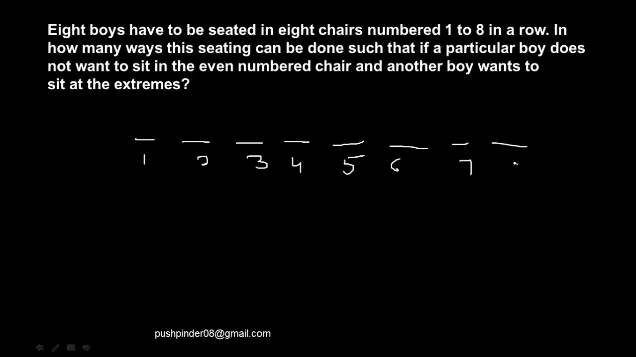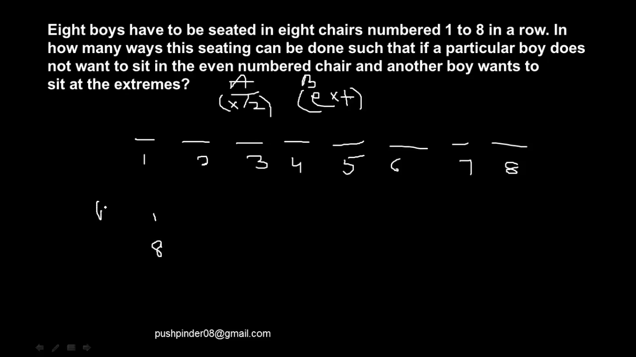Now for the sake of saving time, let me say there are 2 boys who have conditions, A and B. A over here does not want to sit at an even numbered chair, and another boy, B, wants to sit at the extremes. So how do we go about that? Let's satisfy the positive condition first. Now there are 2 extremes, 1 and 8, right?